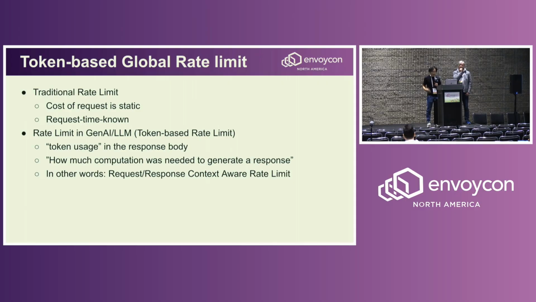But on the other hand, rate limiting in GenAI LLM has a notion called token rate limiting, token usage. What it means is that it explains how much computation was needed to generate this specific response. So in other words, in order to rate limit based on that computational cost, we have to implement some sort of request-response context-aware rate limiting. So that's the challenge we had to solve.